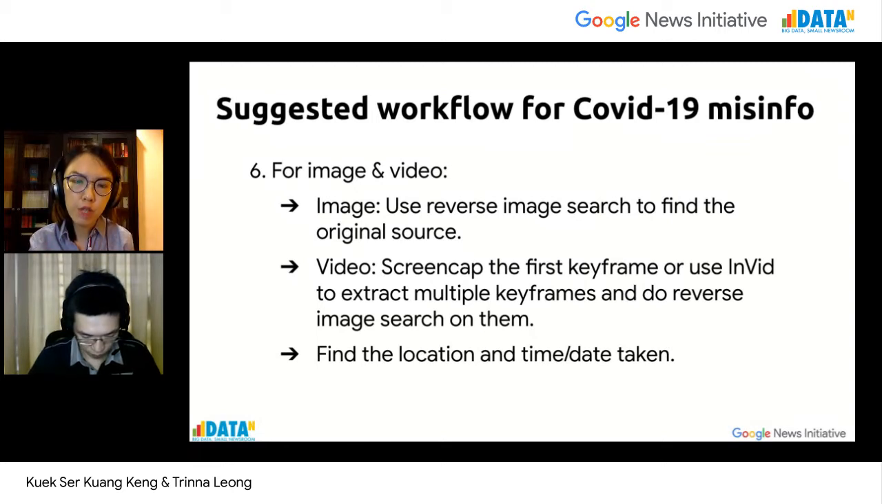Now, for images and video, for image, you can actually use reverse image search. I think maybe some of you have already heard about this or know about this. But for video, you could also do reverse image search. What you do is you screen grab the first keyframe, or you use this website called InVID to extract multiple keyframes and then do reverse image search on them. And then from the images and the video, you could also try to spot out the location, like street signs, store signs, and indicators like car plates, or even accents. So you could find a location and a time and date taken as well from images and video.